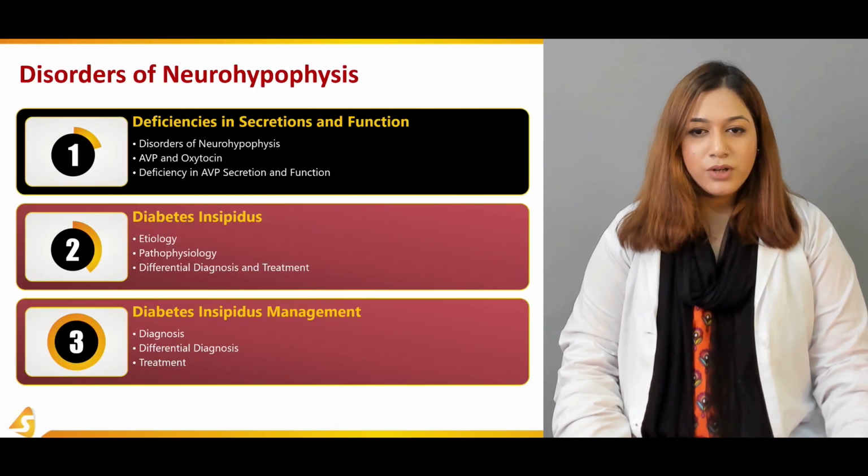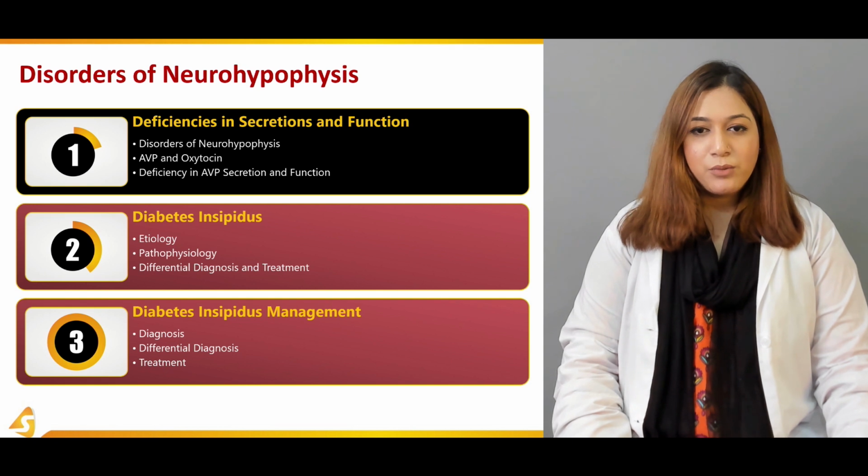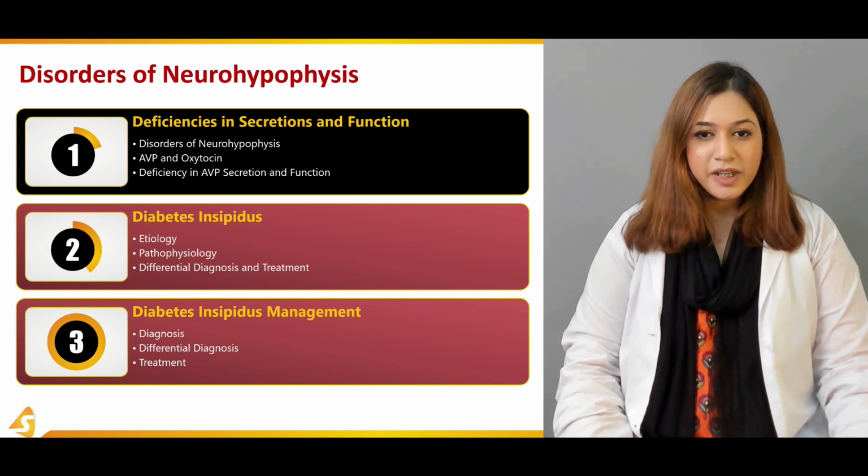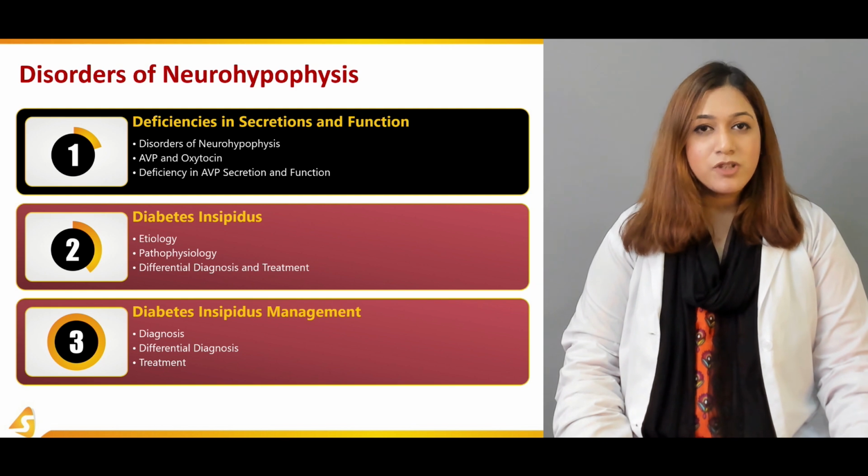Moving on to our first section, we are going to talk about the disorders of the neurohypophysis. We will discuss AVP and oxytocin in detail, and what the deficiencies in AVP secretion and function are.